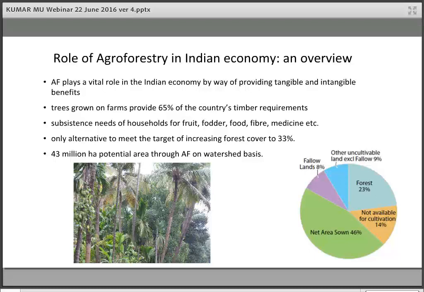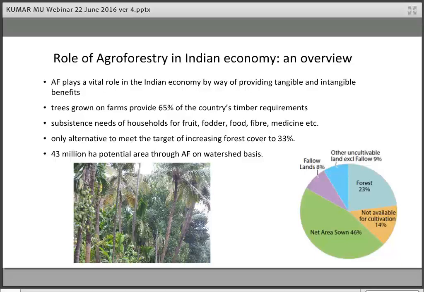Agroforestry plays a vital role in the Indian economy. Trees grown on farms actually provide 65% of the total timber requirement of the country. It also provides various other tangible and intangible benefits, particularly the subsistence needs of the society, such as food, fuel, fodder, timber, medicinal plants, all of which are derived from agroforestry systems.